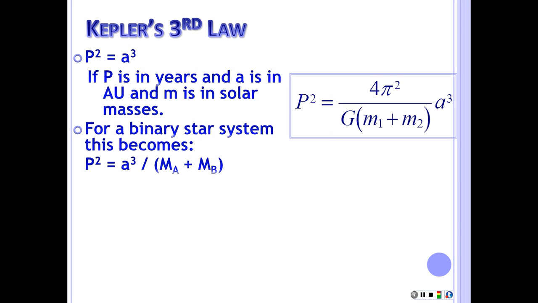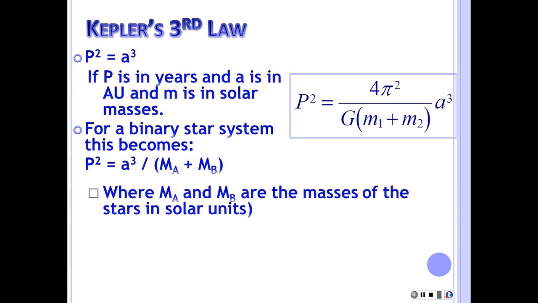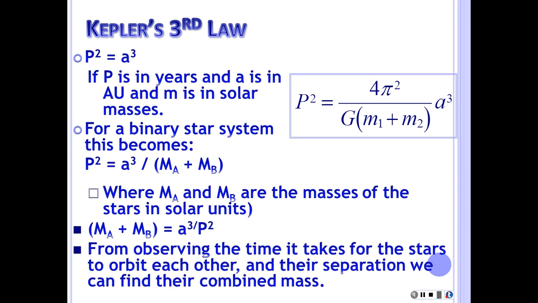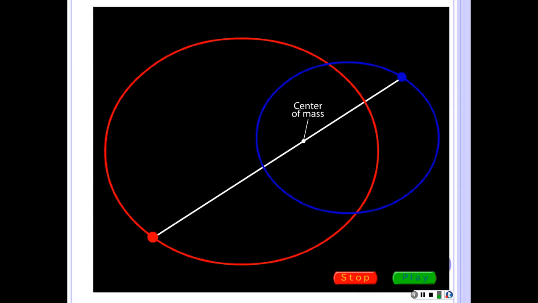And so it simplifies, and we get P squared equals a cubed over the masses of the two stars, where my stars are A and B. And remember, this is in solar units. So I can say, if I can watch them and work out what the semi-major axis of their orbits is and the period of their orbits, then I can work out what the total mass is. So just by simply looking at their separation, remember we did this before, a was the separation of the two, we can get their combined masses.